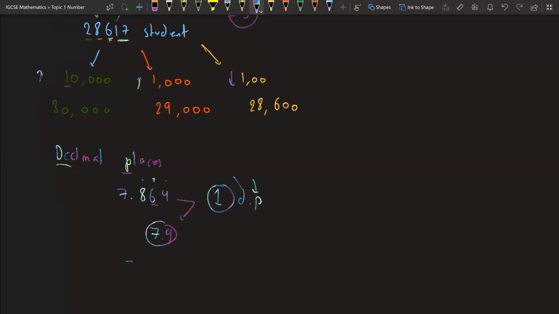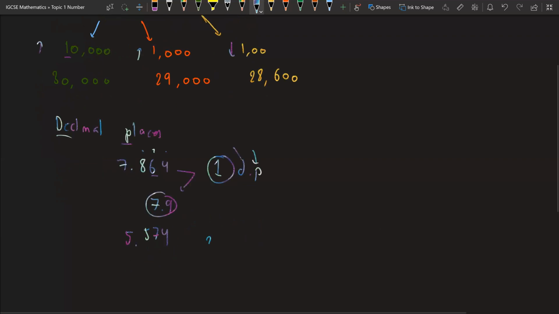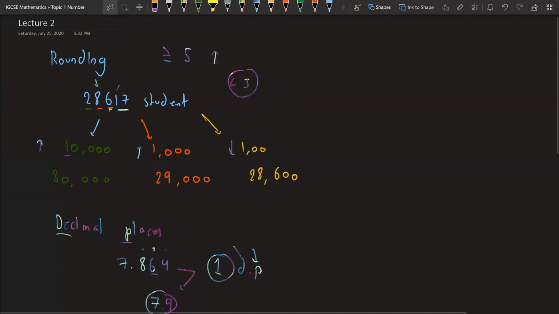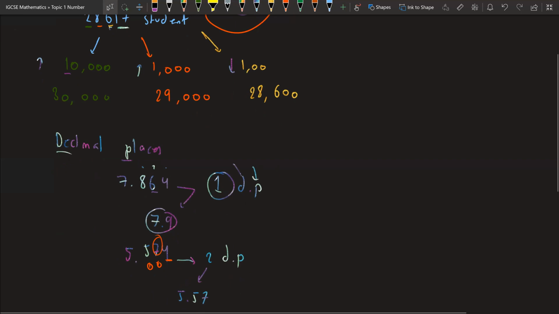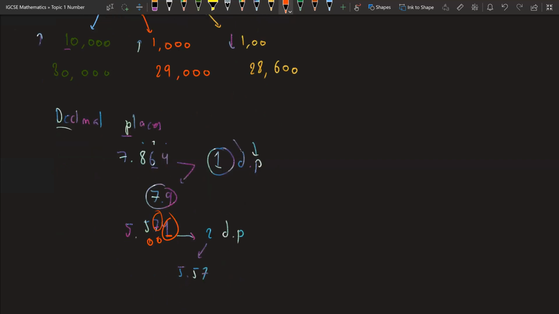The example is 5.574. If I were to round to 2 decimal places, I would get 5.57. First decimal place, second decimal place, round to the second decimal place. I would have to round down because it's 4. We use the same standard. We look at the number: if it's more than or equal to 5, we round up. If it's less than that, then we round down. Since 4 is less than 5, we round down.